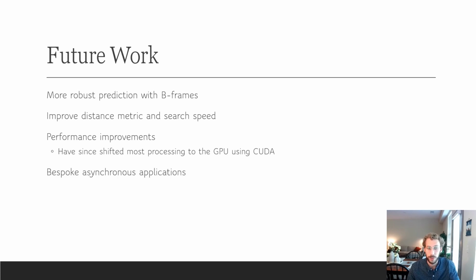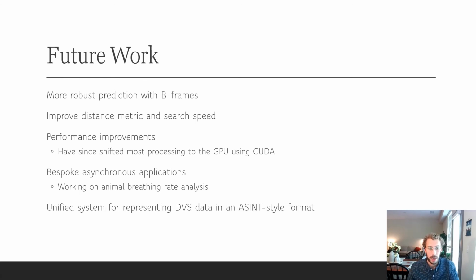And we want to work more on bespoke asynchronous applications. We've also done a lot of work on this since submitting the paper. Currently working on animal breathing rate analysis by casting traditional frame video into our asynchronous representation. And then finally, we want to work towards a unified system for representing DVS data as well in an ASINT style format. So far we've only created a transcoder for taking traditional frame video and pushing it into an ASINT style format. We want to do the same kind of thing for DVS data, because we really think that an ASINT style event is going to be the best way to represent visual information in an asynchronous context.